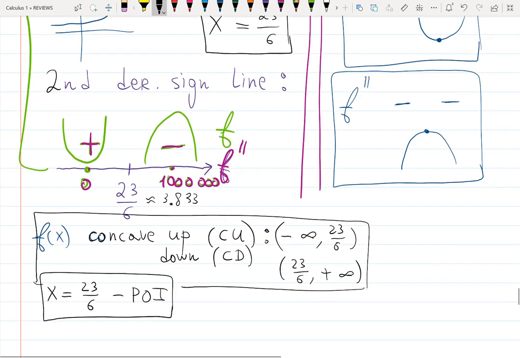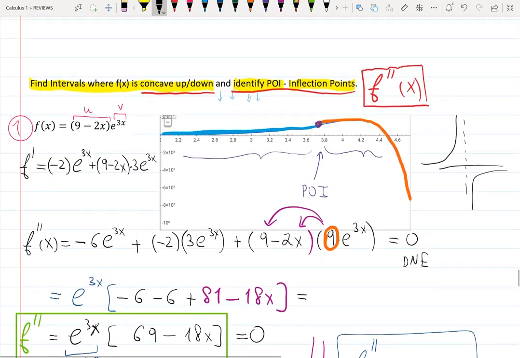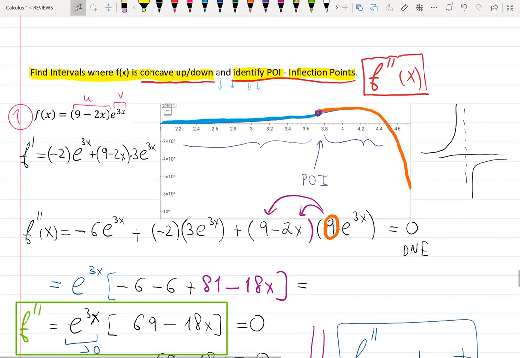Would you like to check if the answer matches the graph we had? So it should be concave up and then concave down, and the point is 23/6. My prediction was over here, and actually now we know that it's supposed to be 3.833. Oh, I was actually pretty close. You see, I predicted it is here, but it's actually right after 3.8. It's going to be 3.833.